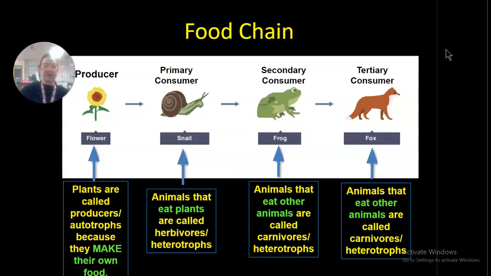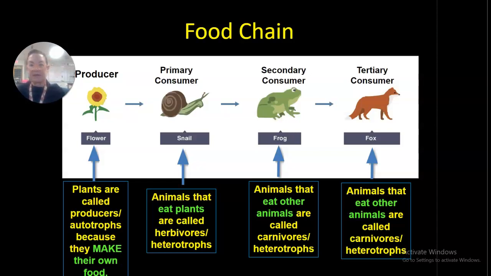Okay, so here is one where food chains are just going from one point, bump, bump, bump, right in a line. So the first one we have here is our producer, and our example is a flower. And plants are called producers and also autotrophs because they make their own food. And then next we have primary consumers, and these are animals that eat plants, and they are called herbivores or heterotrophs. I know they call them a lot of stuff.